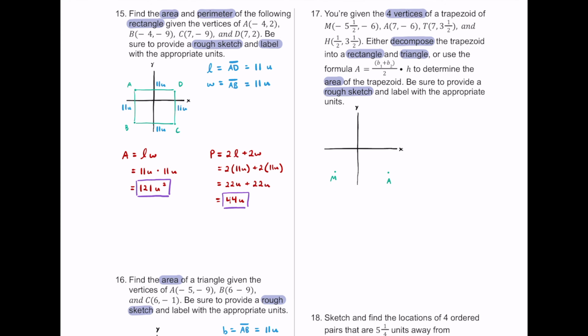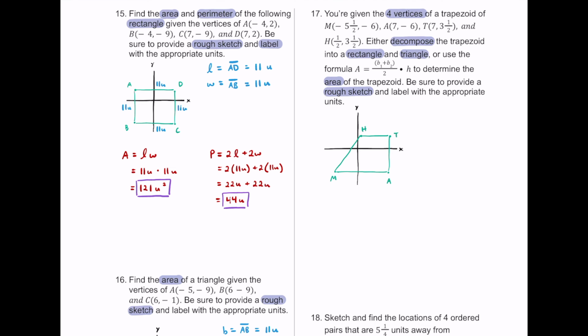Now for point T, we have 7, 3.5. So we have to go 7 to the right and then 3.5 units up. So maybe something like here. That's going to be T. And then H, we're going over from the origin, looks like half a unit to the right and then 3.5 units up. So this would be H. Okay, so M-A-T-H, that spells math. And so here we have the horizontal ones. Here we have vertical points to each other. Here we have horizontal points to each other. And then this distance from M to H is going to be diagonal.